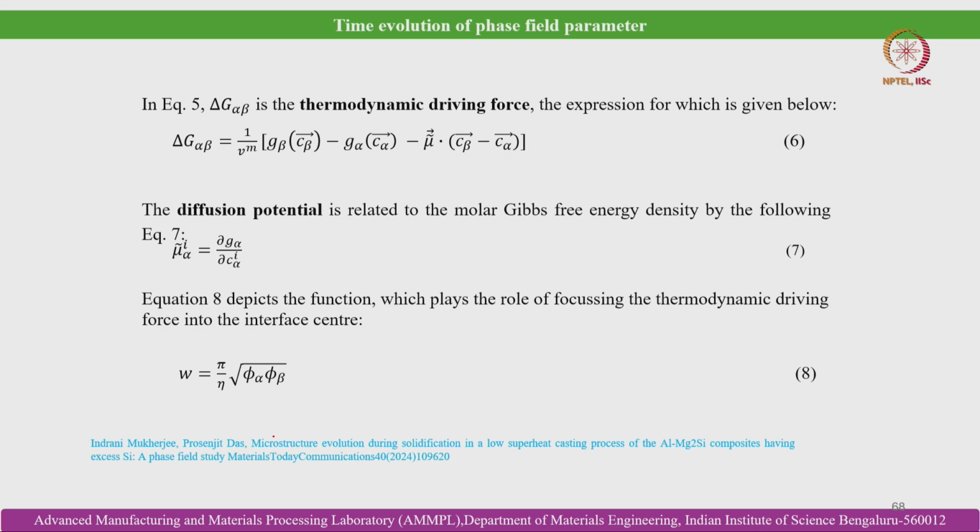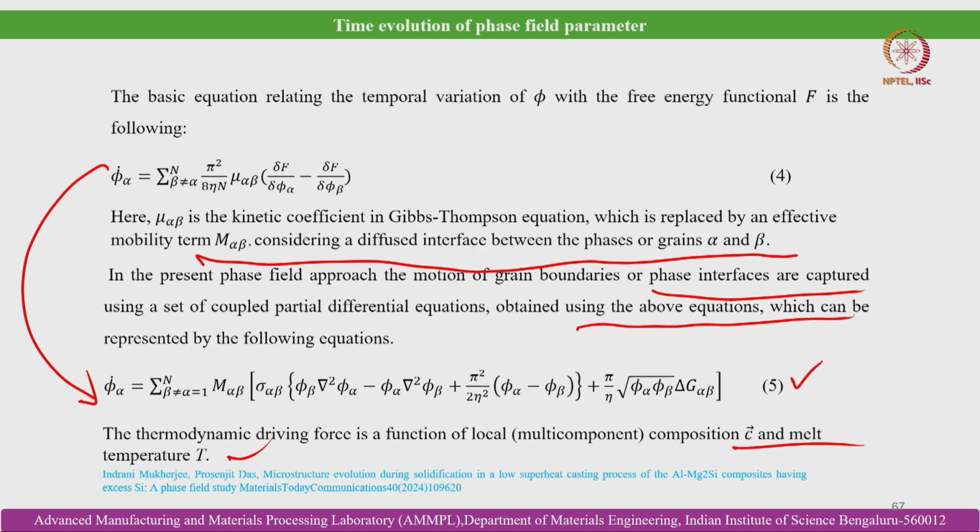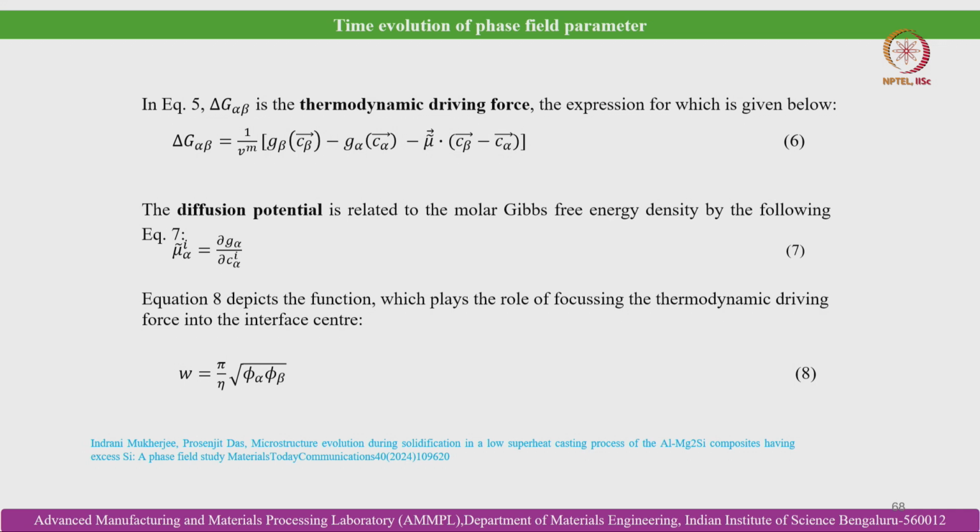In equation 5, which is marked over here, delta G alpha beta is the thermodynamic driving force, that is the free energy change, the expression for which is given below. Delta G alpha beta is equal to 1 by Vm, the molar volume, into G beta of C beta bar minus G alpha of C alpha bar minus mu bar into C beta bar minus C alpha bar. The diffusion potential is related to the molar Gibbs free energy density by the following equation, which is termed here as equation 7. That means the diffusion potential mu alpha is equal to delta G alpha by delta C alpha.